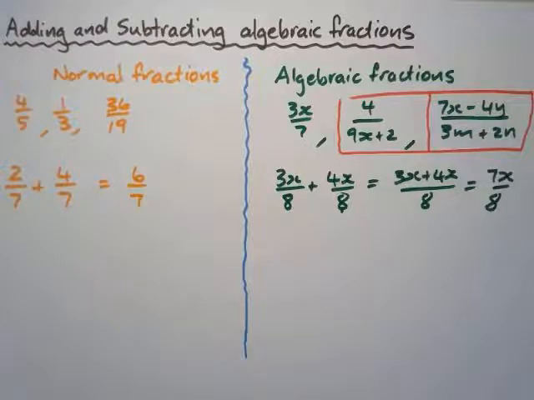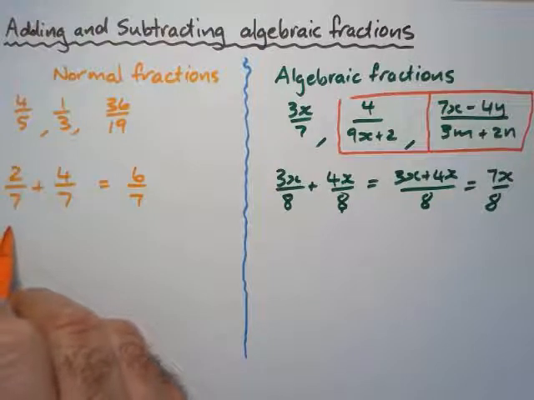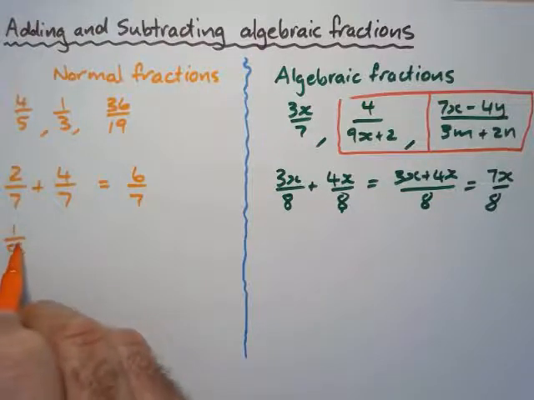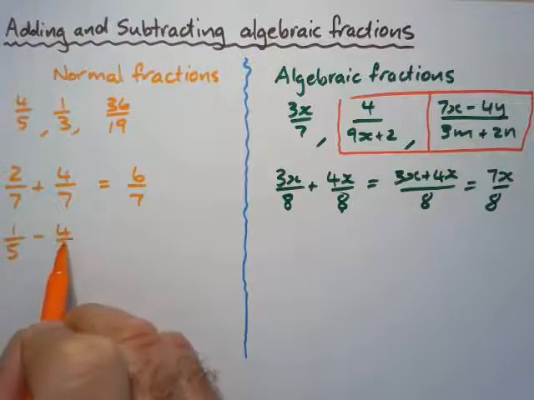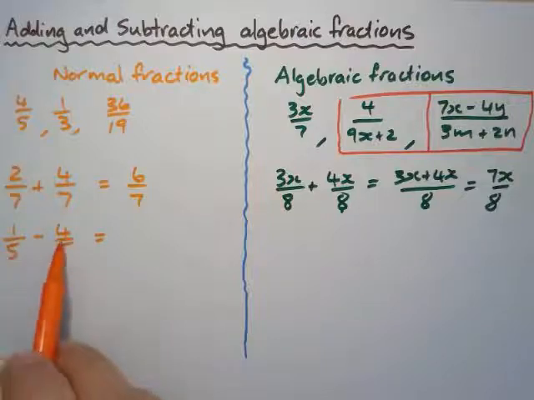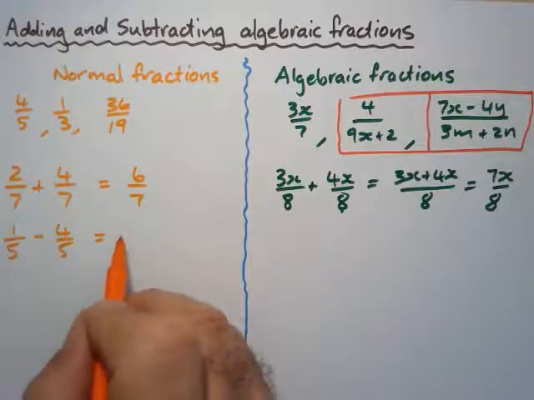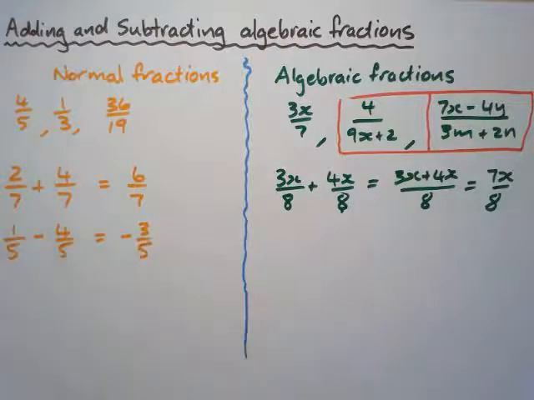Subtraction is exactly the same. I can have negative fractions. If I say, what is 1/5 take away 4/5, my answer will be negative 3/5. The denominators have to be the same.